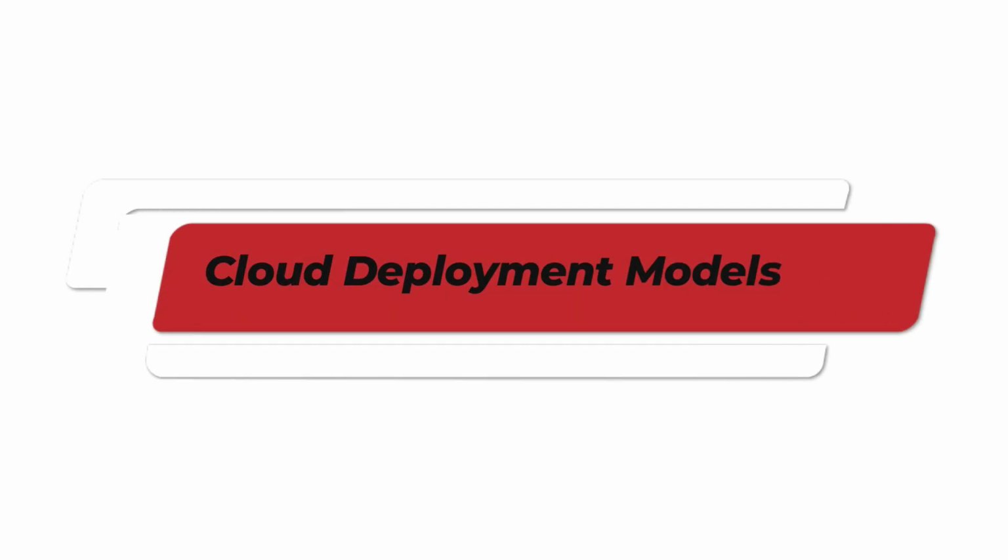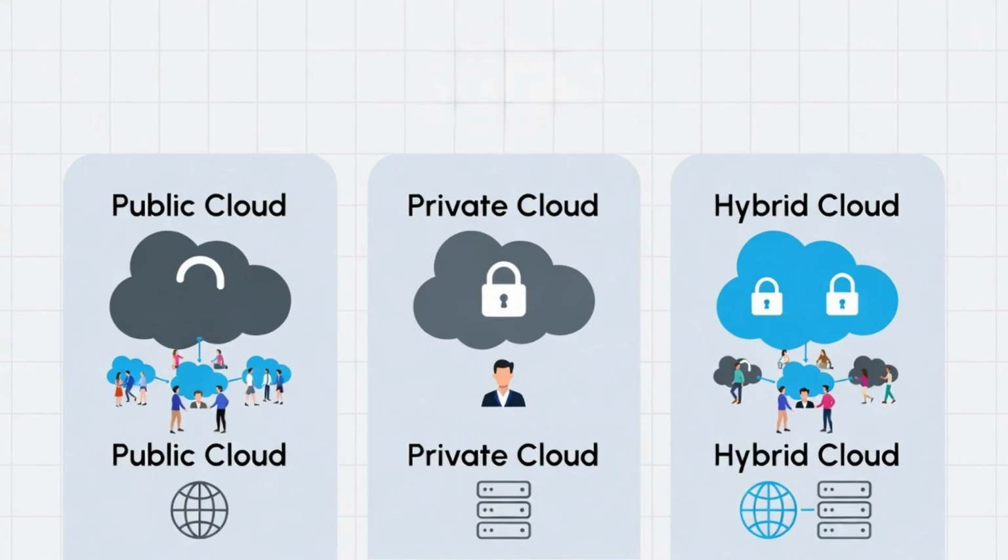Finally, there are different cloud deployment models, including public cloud, private cloud, and hybrid cloud. A public cloud is the most common type of cloud computing. In this model, the infrastructure and applications are owned by organizations that provide cloud services.